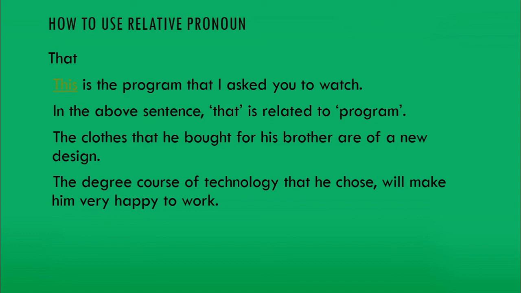How to use relative pronoun? That. This is the program that I asked you to watch. So that is a relative pronoun here. It is used to mean the program. Okay? In this sentence, that is related to program. The clothes that he bought from his brother are of a new design. The degree course of technology that he chose will make him very happy to work.